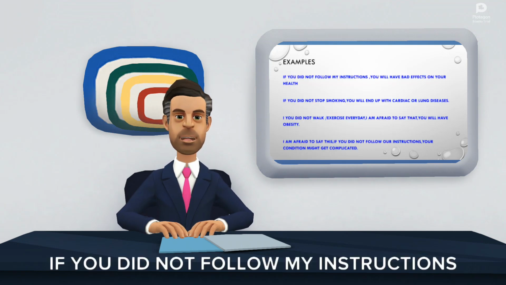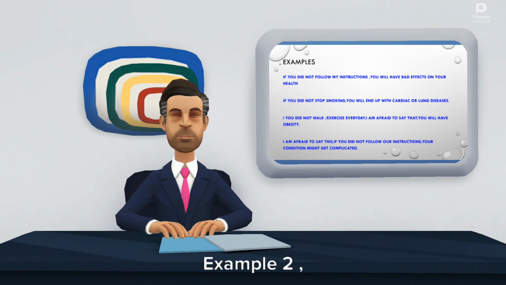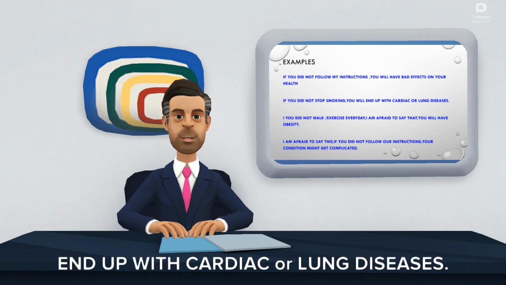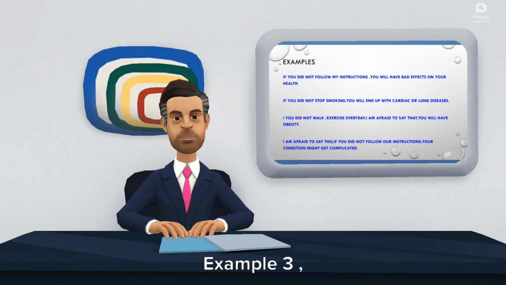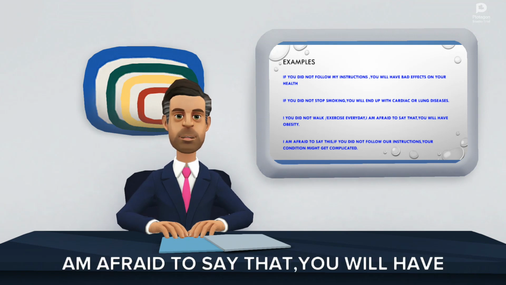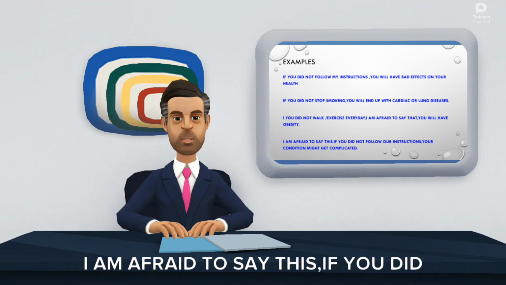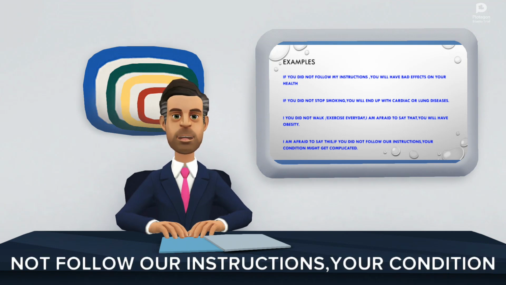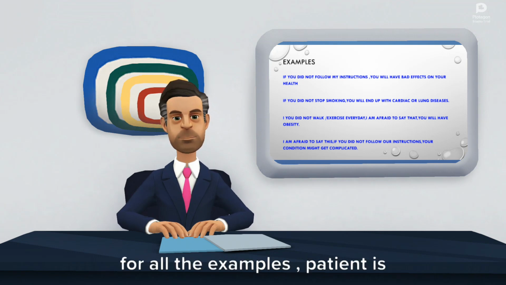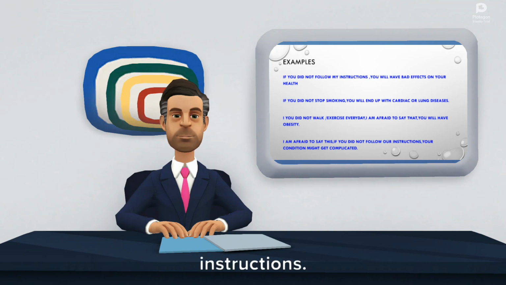Example 1. If you do not follow my instructions, you will have bad effects on your health. Example 2. If you do not stop smoking, you will end up with cardiac or lung diseases. Example 3. If you do not walk or exercise every day, I am afraid to say that you will have obesity. Example 4. I am afraid to say this, if you do not follow our instructions, your condition might get complicated. For all the examples, the patient is refusing to follow the doctor's or nurse's instructions.